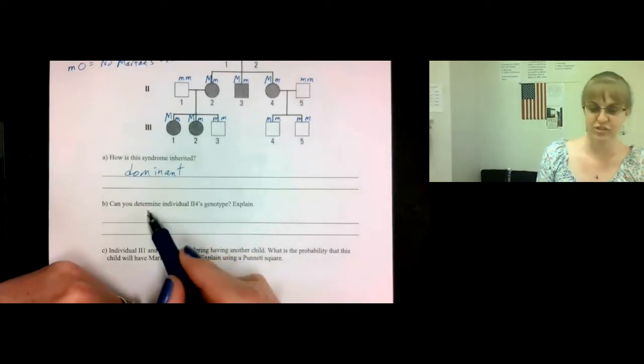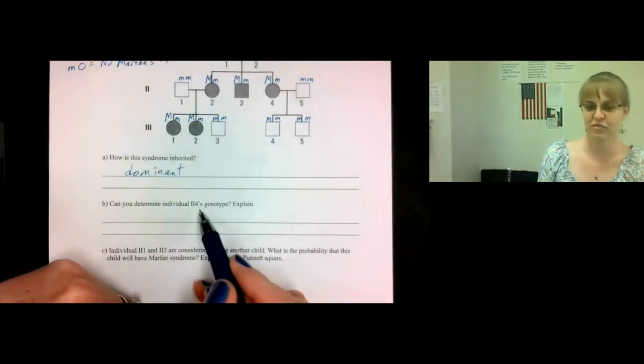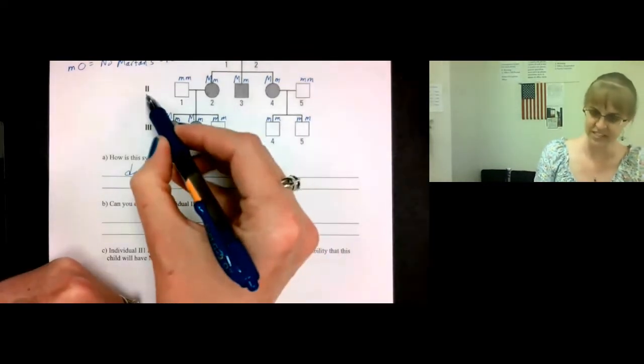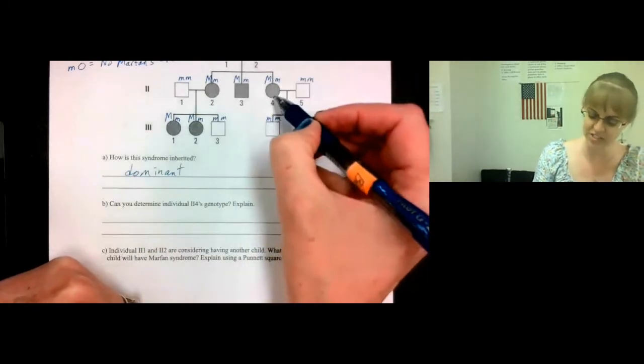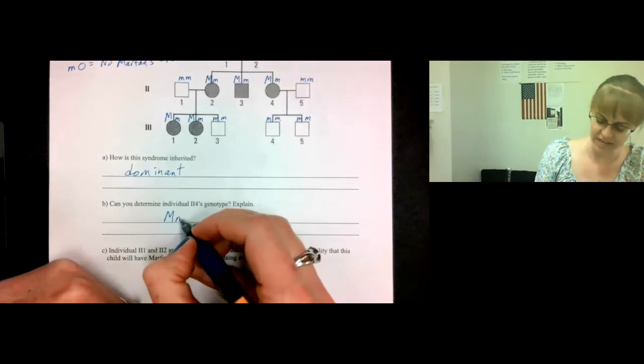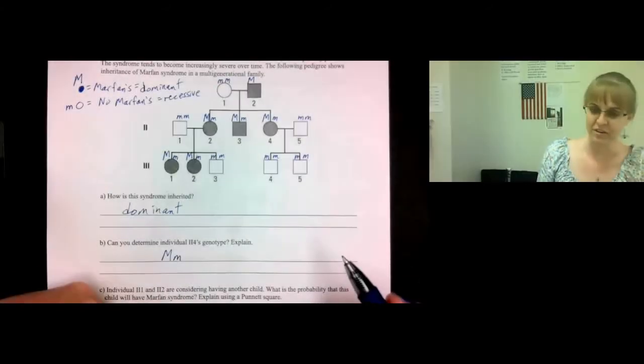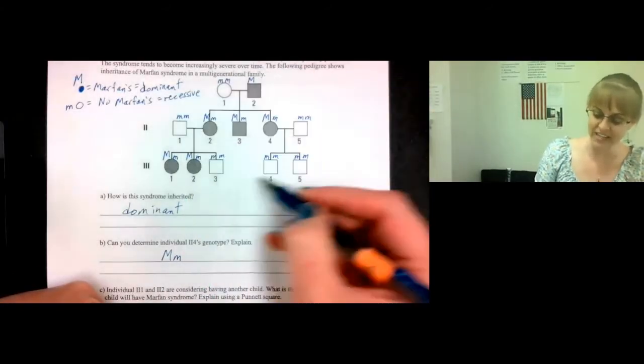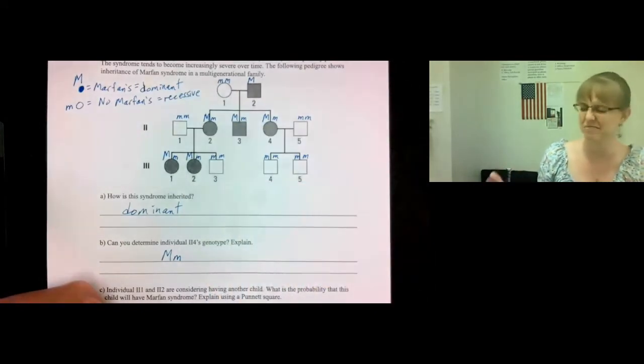Now, can you determine individual 2,4's genotype? Second generation, fourth person. Oh, capital M, lowercase m. You don't need to bother explaining because writing in the genotype for everybody basically does explain it.